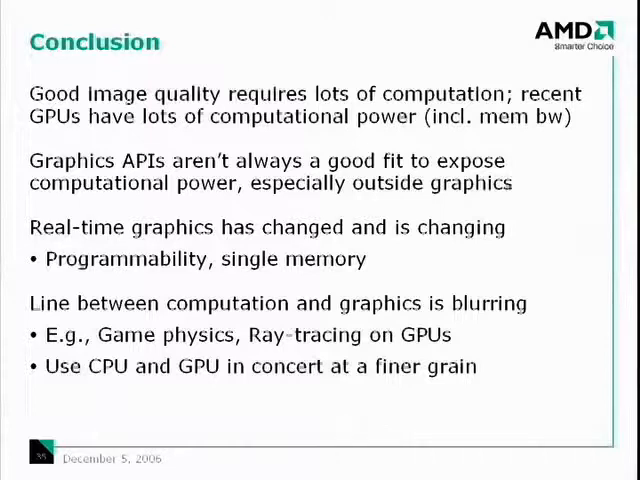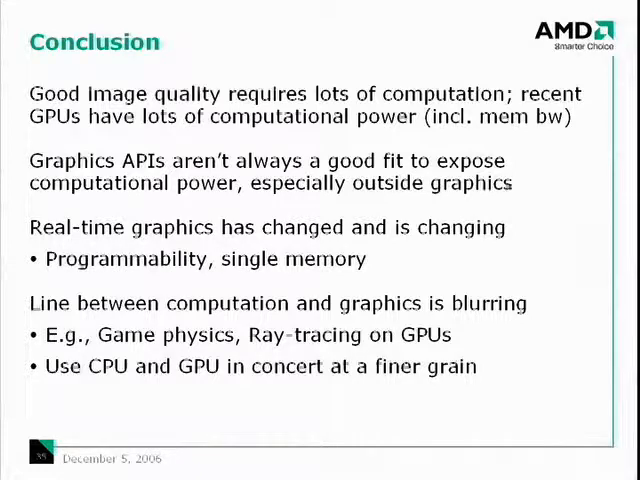I guess the conclusion of all this is that good image quality requires a lot of computation. And these GPUs have a lot of computational power, and you can actually use them to compute stuff that might not be graphics stuff. And it's not just the number of gigaflops, it's also this very high memory bandwidth. Graphics APIs aren't always a good fit to expose the computational power, particularly for non-graphics things.